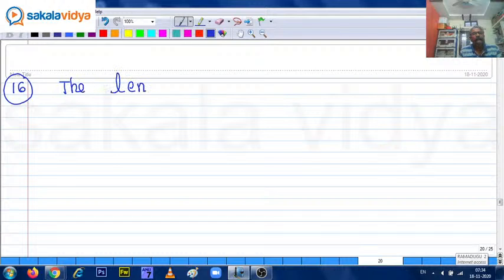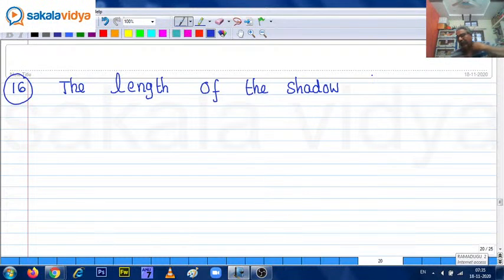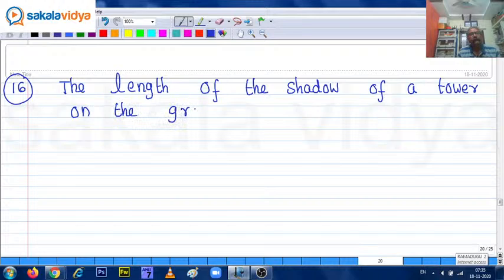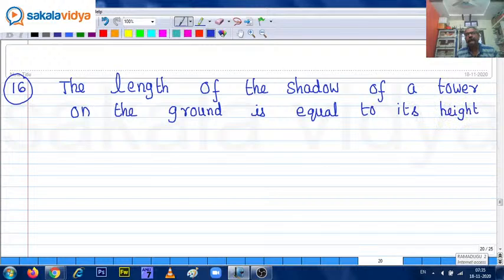The length of the shadow of a tower on the ground is equal to its height.